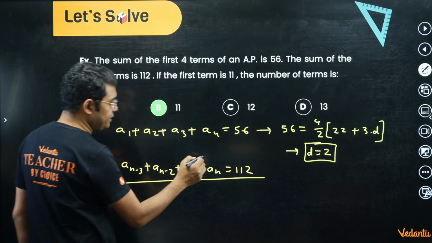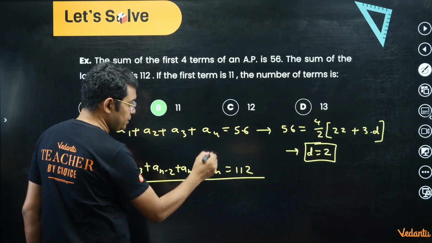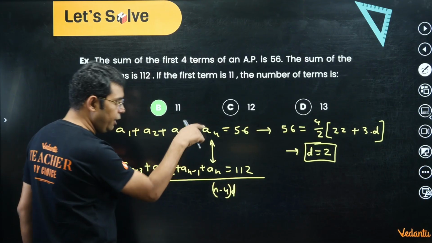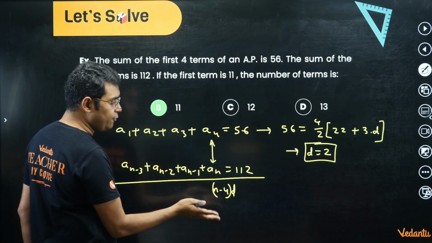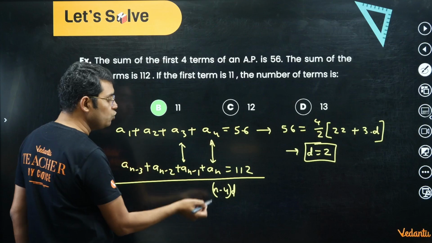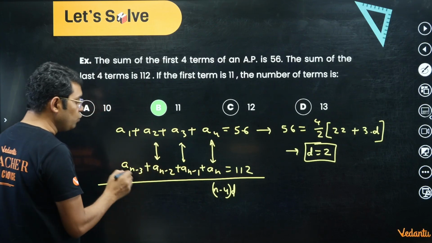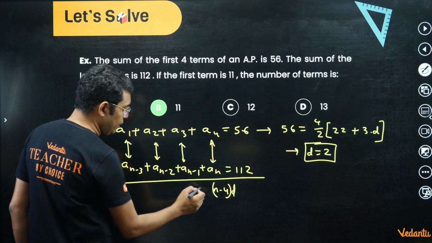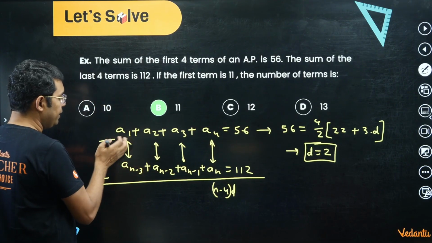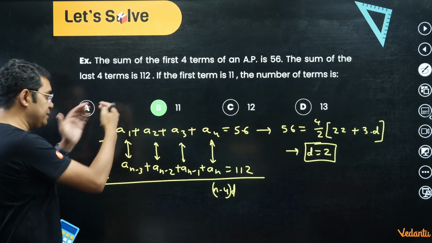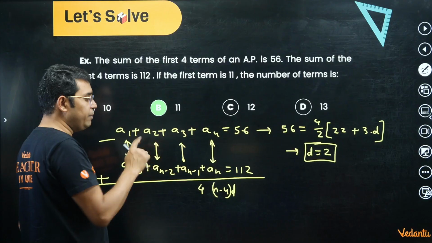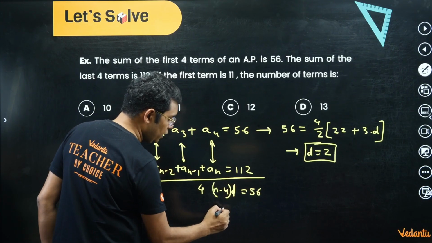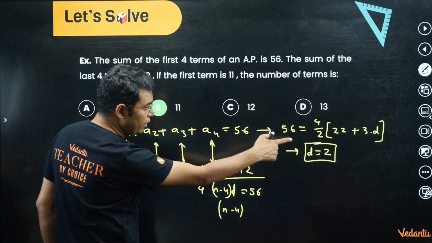Now here all, please understand carefully, this minus this, if I do, it will be n minus 4 into d. A4 to a nth term, the difference is n minus 4 into d, and same is the difference between these two also, and same is the difference between these two also. So you can see, if you take the difference here, this is with plus sign, this is with minus sign. So this minus this, if you do, it will be 4 times n minus 4 into d, and that will be equal to 112 minus 56. That is, I think, 56 only. So n minus 4 into d, we have found 2.